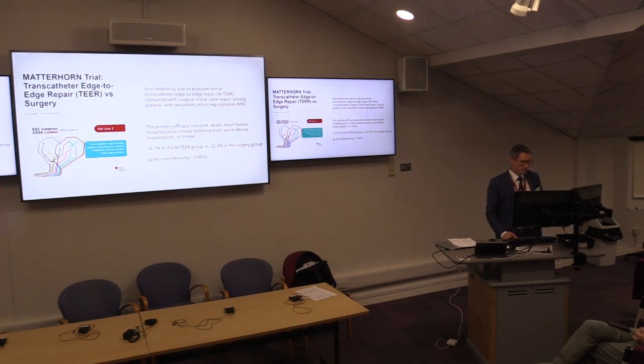And this was designed as a non-inferiority trial to evaluate mitral TEER versus surgical mitral valve repair in patients with secondary MR, so this was secondary, not primary MR. But you can see that actually, if anything, TEER did pretty well and demonstrated clear non-inferiority. So for patients with secondary MR, probably this is supportive that edge-to-edge is looking promising.